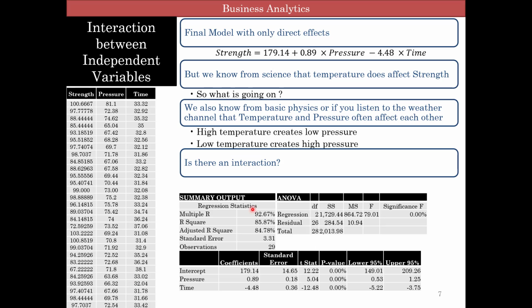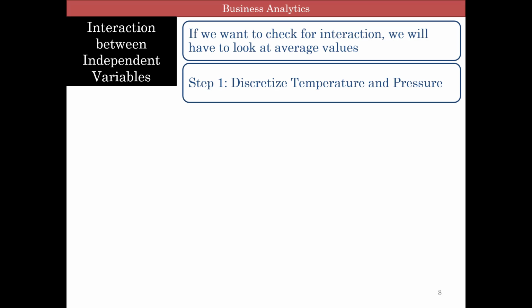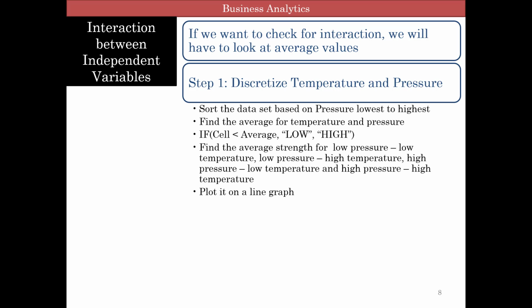So let's take a look. We do have this final model here, but maybe we need to explore a little bit more. So let's look at the interaction. For interaction, the first thing we need to do is to look at average values. So let's discretize temperature and pressure. What we're doing here is sorting the data based on pressure from lowest to the highest. And I will go into Excel and show you this. I'm not going to show you the Excel part for doing the full model because we've already done it, but this one I'm going to show you.